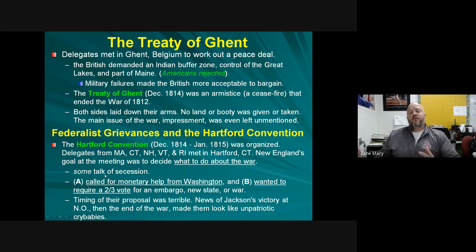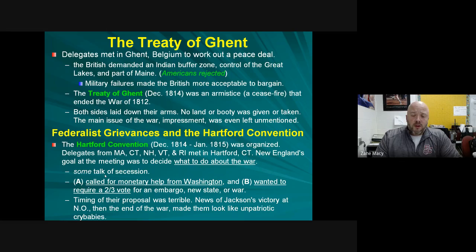Now, going back to more just American business, you have the Hartford Convention called in December of 1814, and it ends up running into January of 1815. You had delegates from several New England states, Massachusetts, Connecticut, New Hampshire, Vermont, Rhode Island, all meet in Hartford, Connecticut. The goal here was to decide what New England as a region wanted to do about the war.